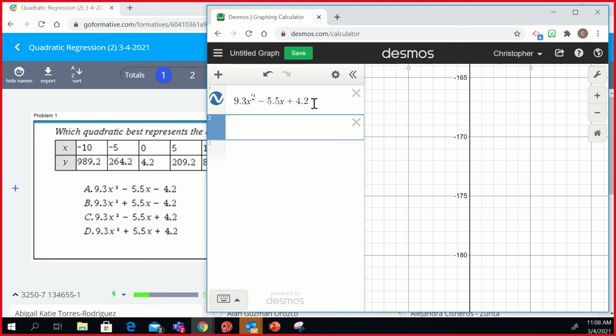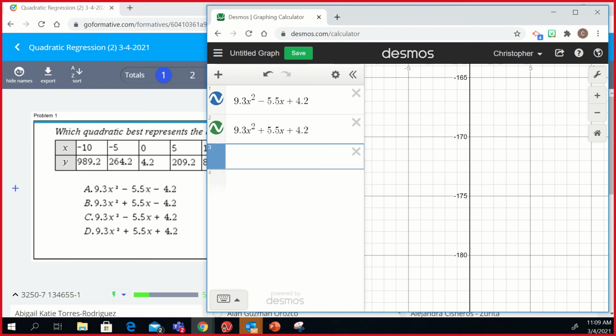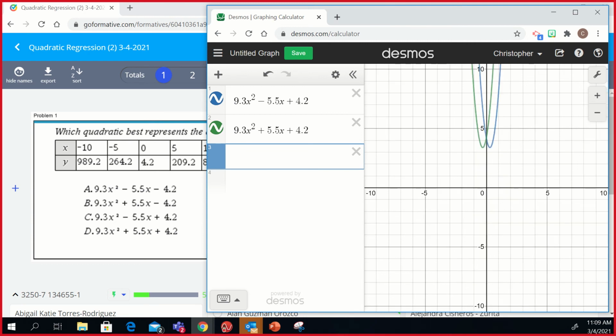And then my second one is 9.3 x squared plus 5.5 x plus 4.2. Those are my two graphs. I can't really see them, but I'm just going to hit home so I can get there. So I'm hitting home. So here's my two graphs. The blue one is C. The green one is D.